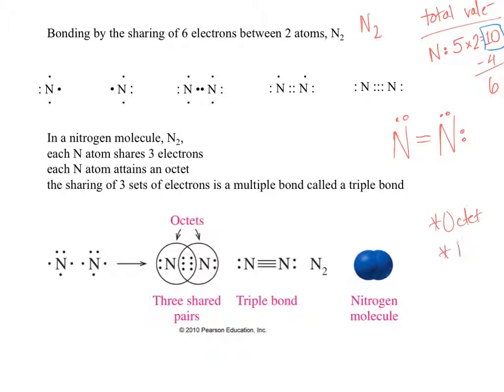We have to check octet, and we have to check total valence. Well, I know my total valence is good. 2, 4, 6, 8, 10. That's, check the box, that one's good. Octet, 2, 4, 5, 6.